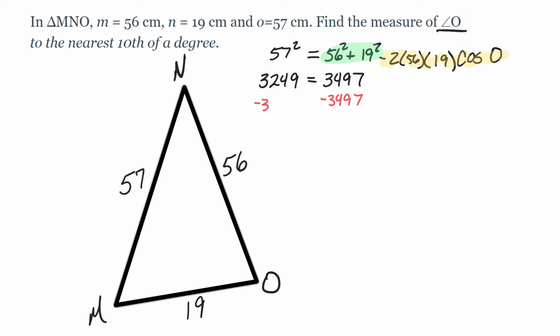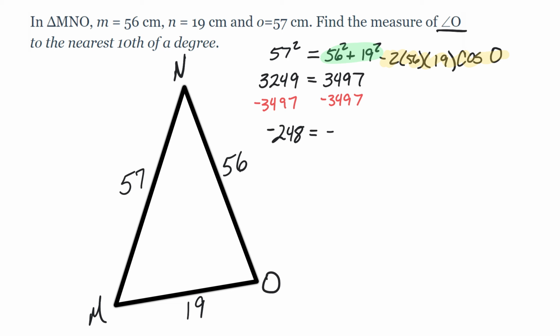And by the way, this is not how we'll do it if we're looking for a side. This only applies when we're looking for the angle. So keep that in mind when we do this next example. But for now, we're in good shape. This is -248 equals. I'm going to just take all of the stuff in yellow and put it in my calculator, with the exception of the cosine, of course. So what I'm putting in my calculator is -2 times 56 times 19.